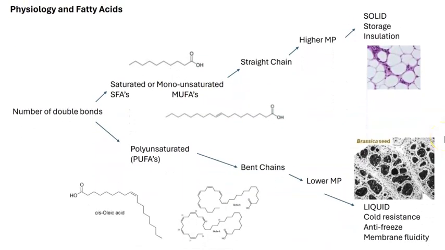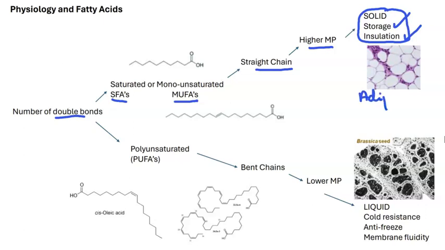Let's just take a further look at the number of double bonds. So a SFA means saturated fatty acid. MUFA is monounsaturated. So these 2 types tend to give relatively straight chains, higher melting points, and you would associate that with solid tissues like the fat tissue of animals as a storage mechanism and for insulation, as you might see in some of the adipose tissue.